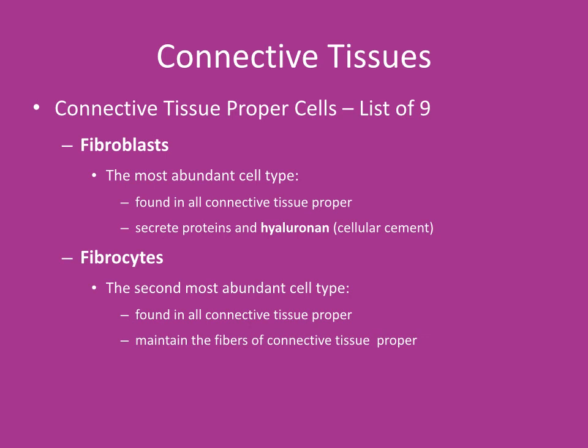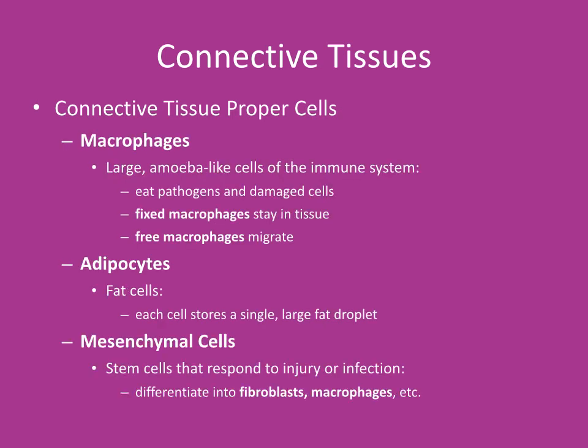Fibrocytes are also important. They maintain the fibers. Macrophages are the large amoeba-like cells. Adipocytes are the fat cells, and mesenchymal cells. These are kind of stem cells. When I say the word stem cells, what does that mean to you?